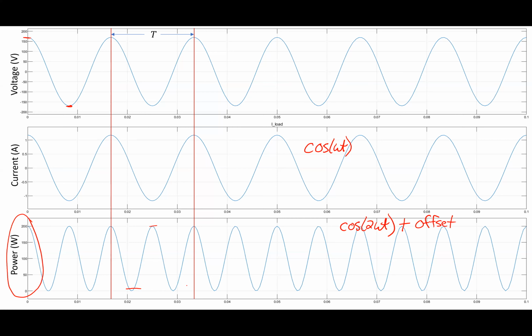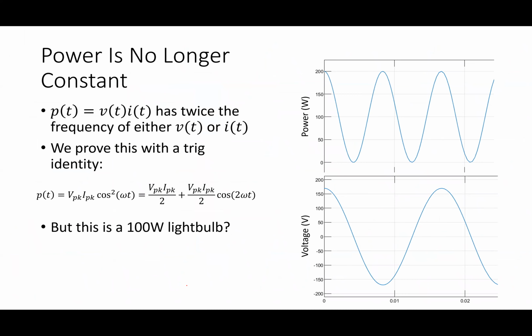Where do you see 100 here? In the middle. What would you call the middle value here? It's the average over that period, right? In fact, this is what I get if I go through that expansion: V peak I peak over 2 plus V peak I peak over 2 times cosine 2 omega t. What's the average of any cosine as I go through one period?